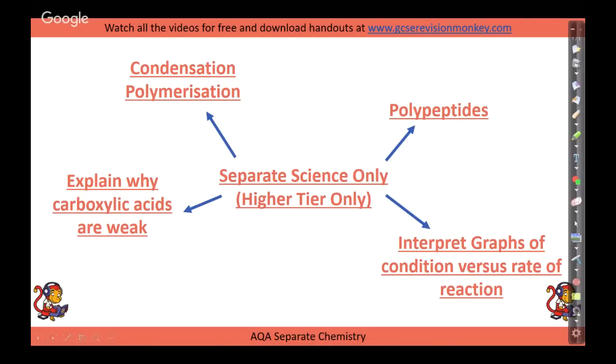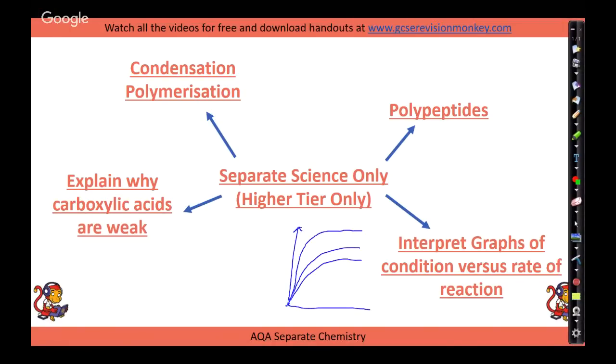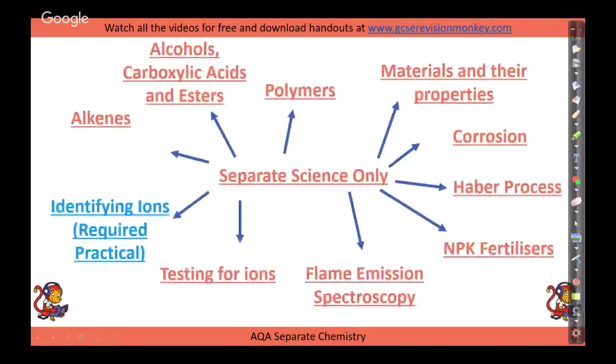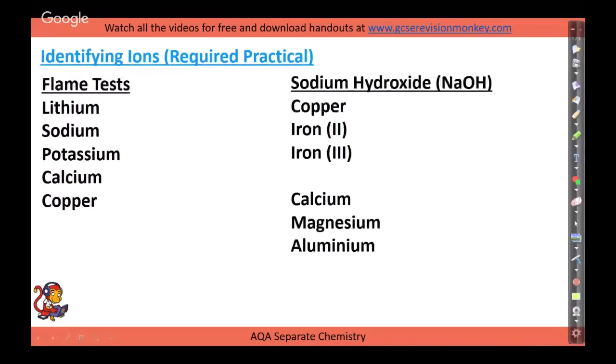So you're going to have a graph with multiple rates of reaction on, and you need to be thinking about what conditions are causing these. They'll put some data involved, link it with Le Chatelier's principle and pressure and temperature and things like that, and you need to be able to interpret those. So that's for higher tier. For now, what we're going to go through is just the identifying ions required practical, because it's quite involved.